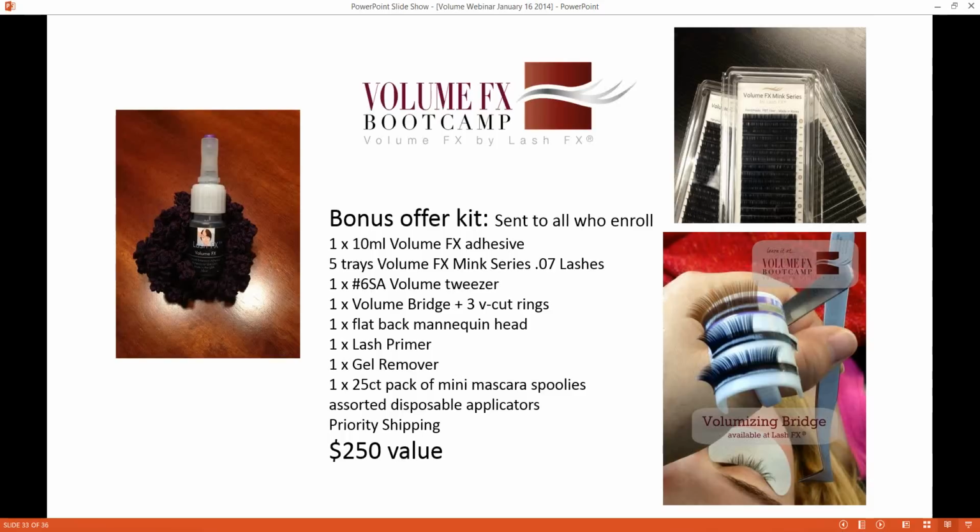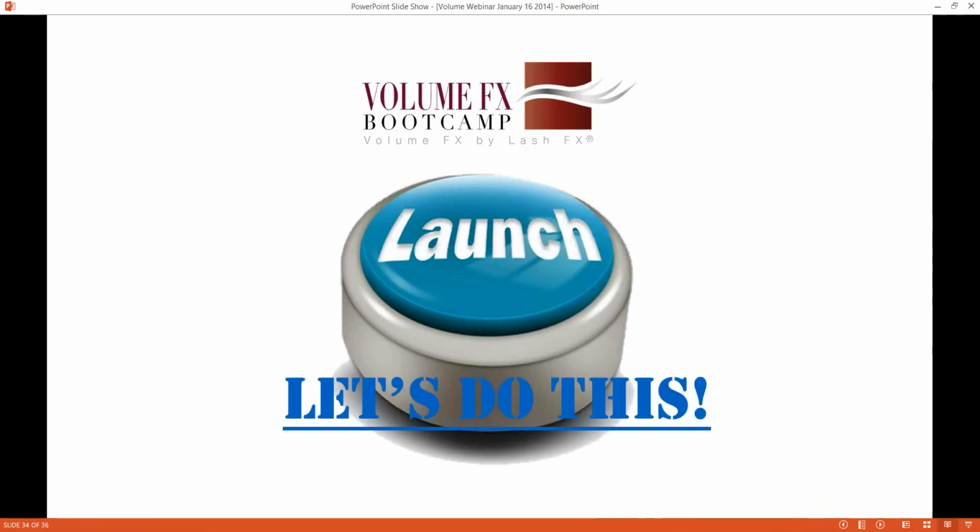All those items, lashes, the volume bridge will be a great favorite tool, I know. It's wonderful. It'll help you to speed up your applications in no time. The flat back mannequin head will be useful for drills where you don't use a live model, and you won't be using supplies from your professional back bar unit to do your studying. So we're ready to launch.